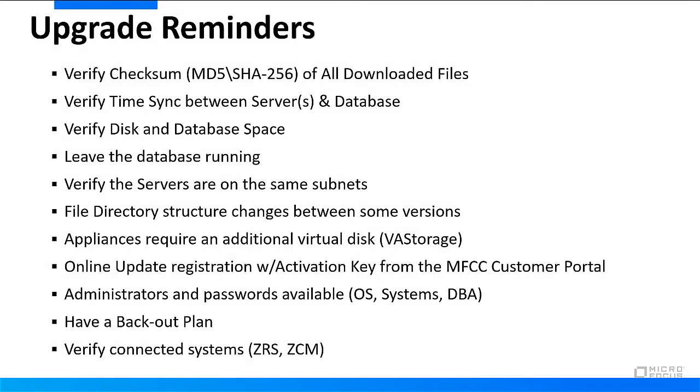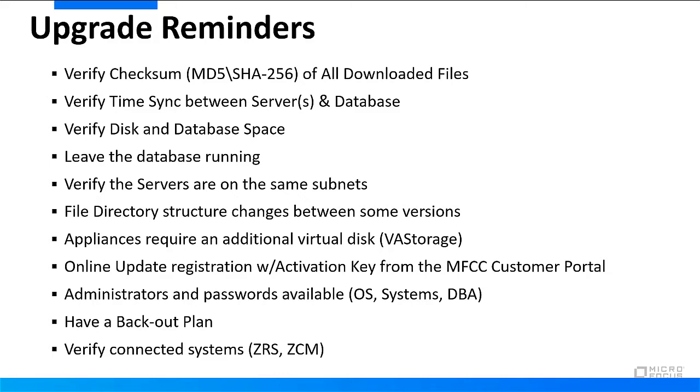Some of the upgrade reminders are listed here, primarily check the checksum on any downloaded files that you have. Make sure you have time sync set and database requirements set, disk and database space. Leave the database running if it's external, obviously, during the upgrade because it has to upgrade the schema. Verify servers are on the same subnet. There's a file directory structure that has changed between some of the older versions, so I have a slide on that. Appliances require an additional virtual disk called VA storage.